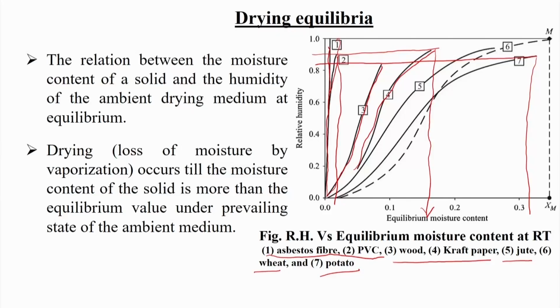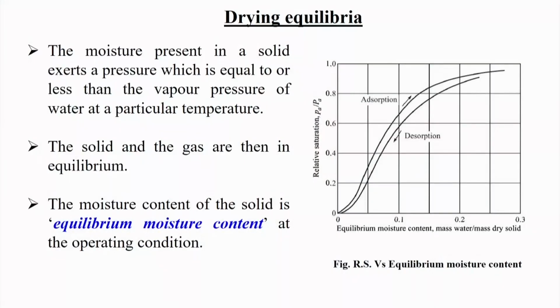Drying means the loss of moisture by vaporization, which occurs till the moisture content of the solid is more than the equilibrium value under the prevailing state of the ambient medium. Whenever we talk about the drying medium, what is the ambient condition, means what is the flow rate, what is the humidity, what is the temperature. All the parameters will control the equilibrium moisture content. Now, the moisture present in a solid exerts a pressure which is equal to or less than the vapor pressure of the water at a particular temperature.